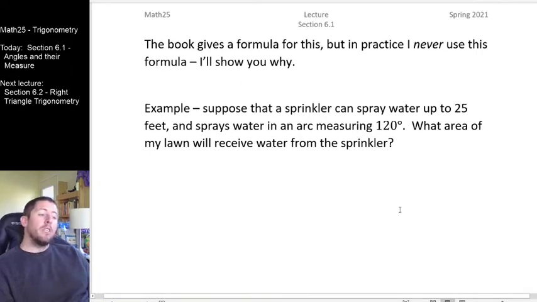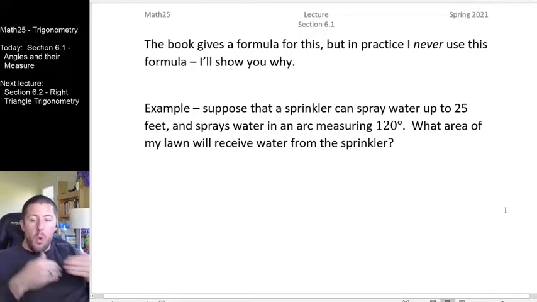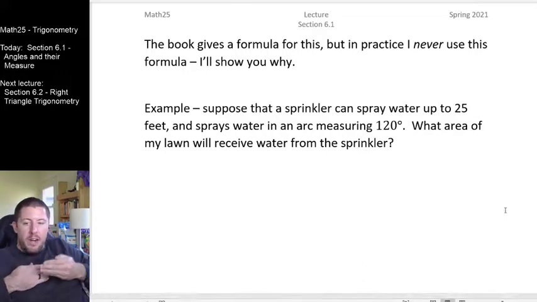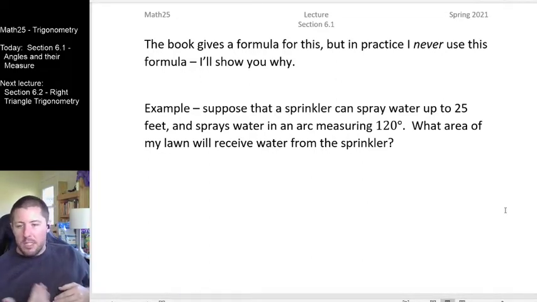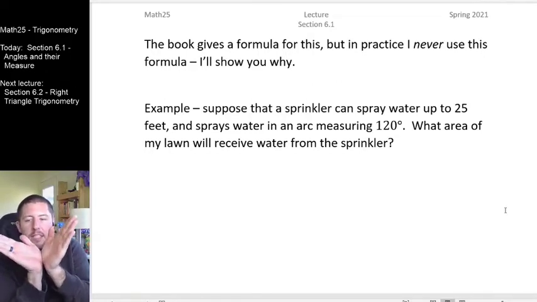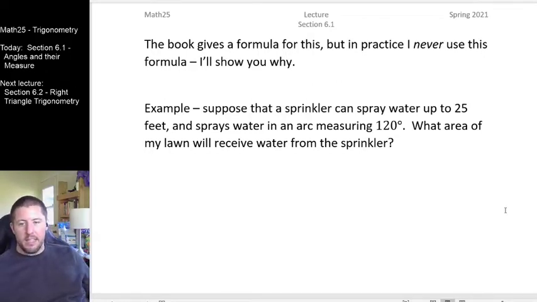So suppose a sprinkler can spray water up to 25 feet, right? So it's watering all the grass between the sprinkler and up to 25 feet away. And as with most sprinklers, it's not spraying fully in a circle. It's only spraying some arc of your lawn, right? I think this is the classic thing, like going out to move the sprinkler to get the whole lawn, right? So my question is, what area, in square feet of my lawn, will receive water from this sprinkler if I just set it down in one place, right?